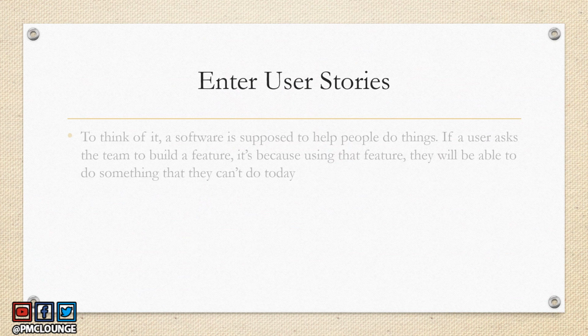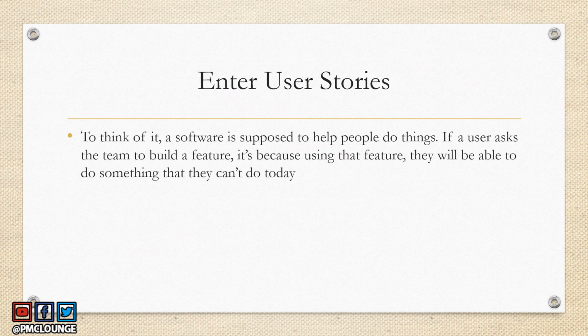So let's get down to the basics. What is a software supposed to do? A software is supposed to help people do things. As simple as that. I haven't heard of a simpler definition of a software than this. A software is supposed to help people do things. Now let's take an example of a software called the hotel reservation system, right?